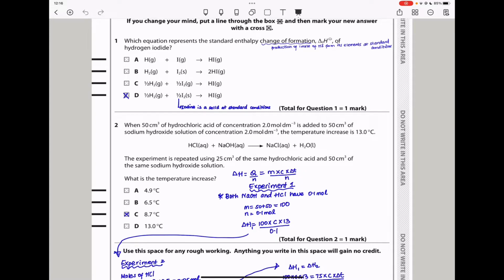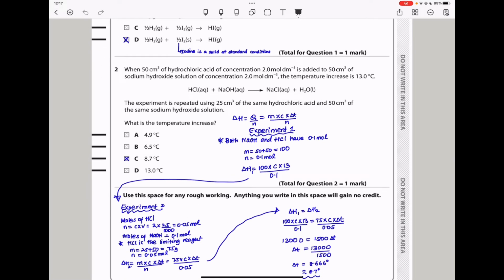Now, for the first experiment, the mass is going to equal the total volume, which is 50 plus 50, which gives me 100 grams, if I am taking the density to be 1 gram per centimeter cubed. And then the number of moles, since equal number of moles were used, because here we can see number of moles is concentration times volume, the concentration is 2, the volume is 50 divided by 1000, which gives us 0.1 mole. So for both, because everything was used up, there was no limiting reagent, the number of moles are going to be 0.1. So delta H1 should be 100 times the specific capacity C times the delta T, which is 13, divided by the number of moles. Of course, this is an exothermic reaction. Even if I don't put the negative, it's okay because they will cancel out either way.